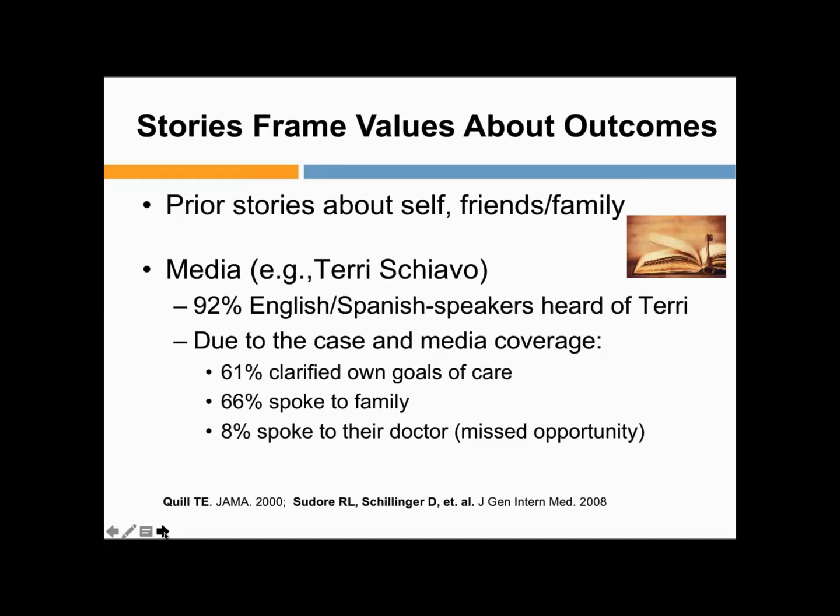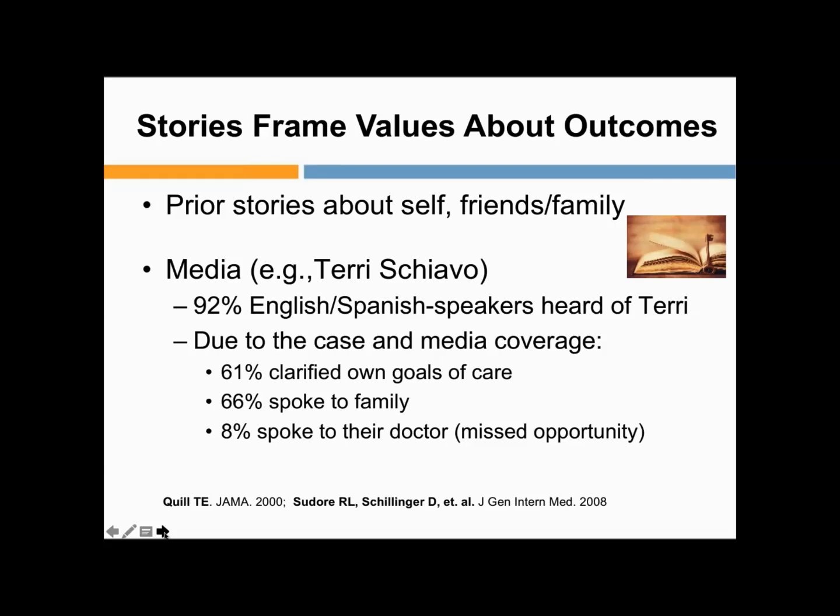And we had actually done a study way back during the Terri Schiavo media frenzy. For people who don't remember, she was a woman in a persistent vegetative state, and there was a Supreme Court order to remove her feeding tube, and this was all over the news. We found that this news story had reached 92% of diverse English and Spanish-speaking older adults at our county hospital. And more importantly, due to that case and media coverage, 61% of those people had clarified their own goals for medical care. 66% had spoken to others about their goals, but only 8% had spoken to their doctor, which is really a missed opportunity.